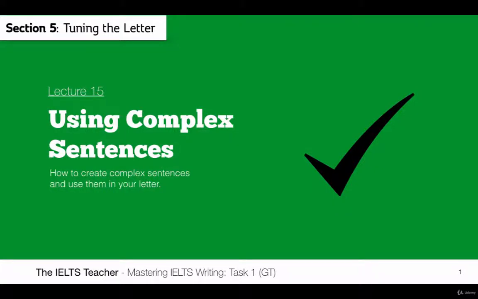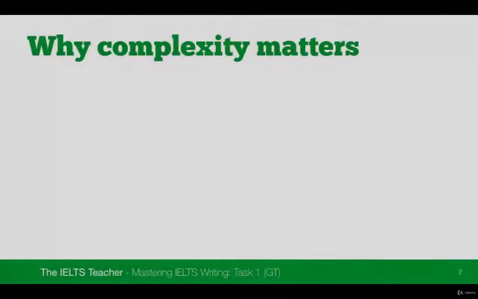Welcome back everybody. We're turning to a new section today, and this section is called Tuning the Letter. And this section is all about grammatical range and accuracy, the last of the band descriptor categories which we haven't looked at yet. And in this first lecture of the section, we're going to be talking about complex sentences, why they're important in terms of the band descriptors, what complex sentences are, how you can use them, and we'll also be looking at how they can be used in formal and informal letters in different ways and in different letter purposes. So let's get started and think about those band descriptors again.